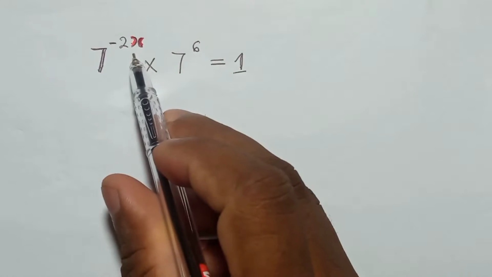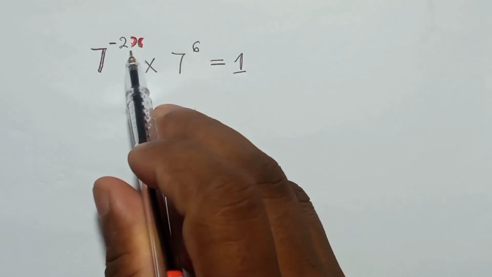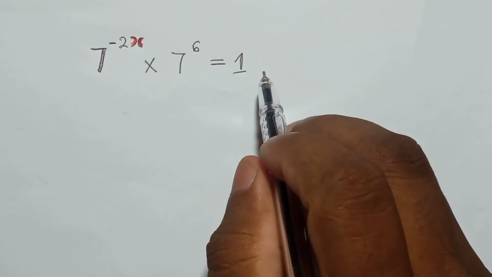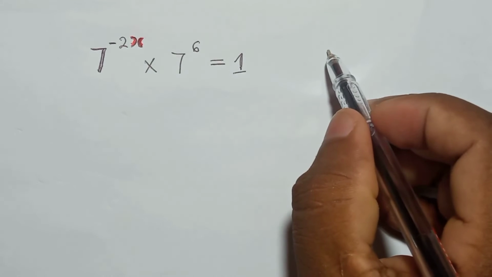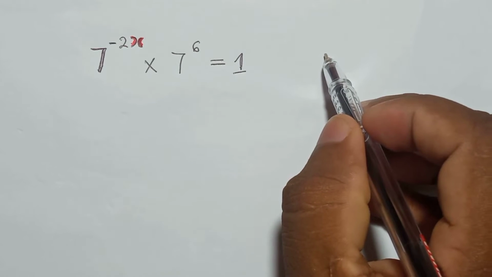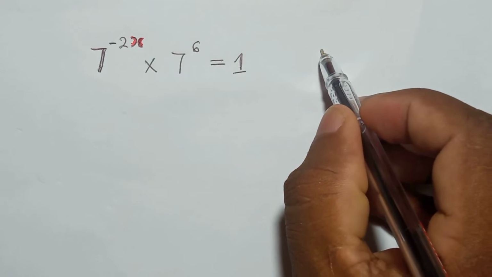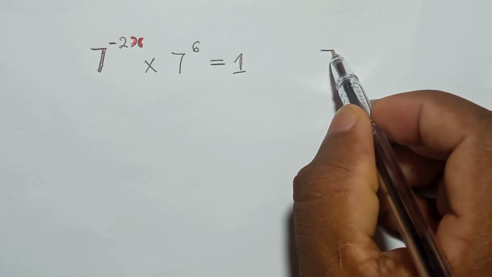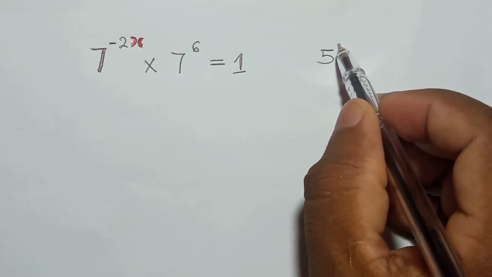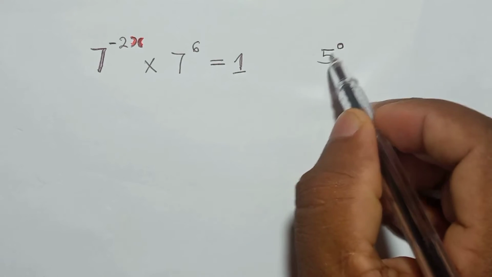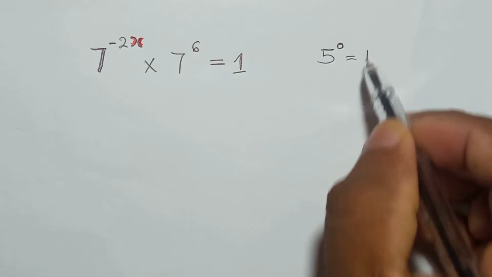Now here we need to find the value of x, right? For this one, you need to know a basic thing: anything to the power 0 will be 1. For example, 5 to the power 0 equals 1, right?